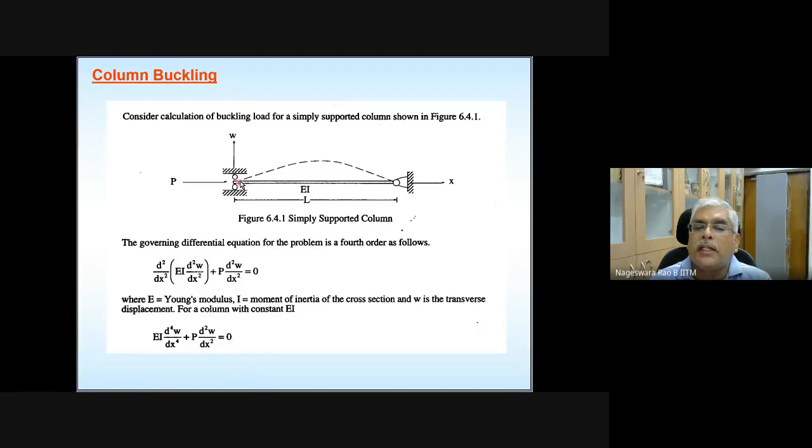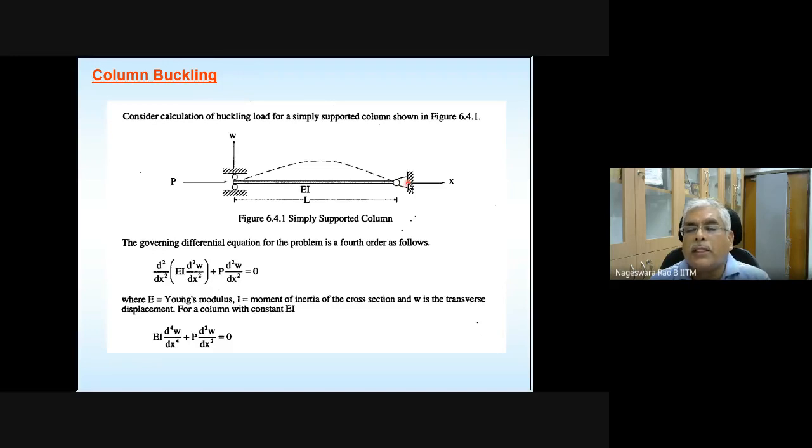Transverse displacement along this W direction is going to be 0 here as well as here. In addition, what is the other thing that is going to be 0? There is going to be rotation here, and also here. Rotation is not going to be 0. What is the other quantity that is going to be 0? If it is a simply supported boundary condition, what is the other quantity that's going to be 0?